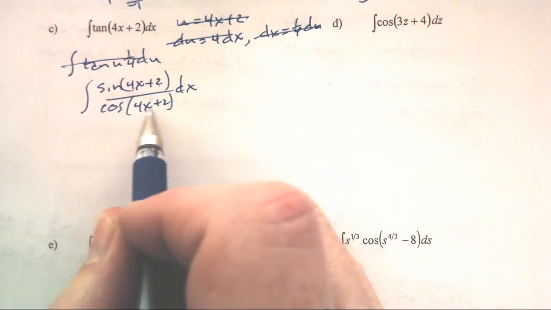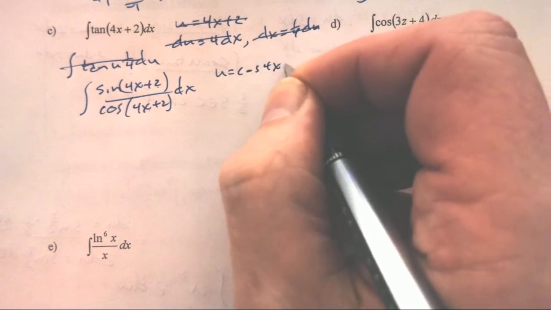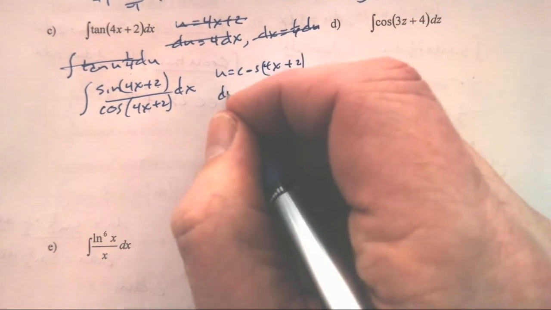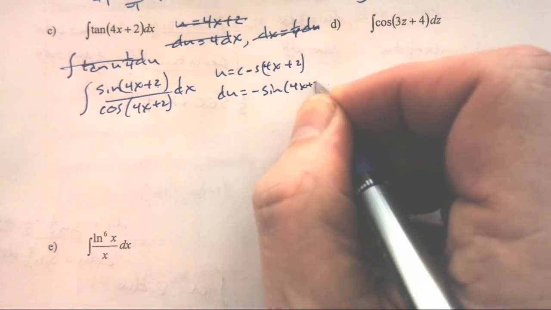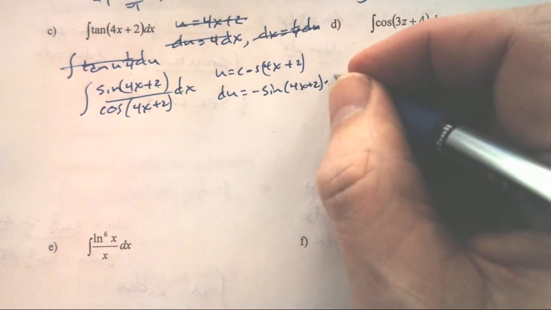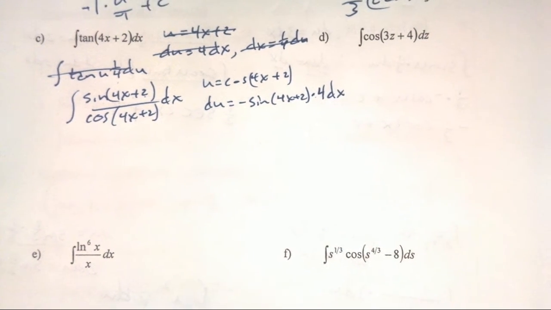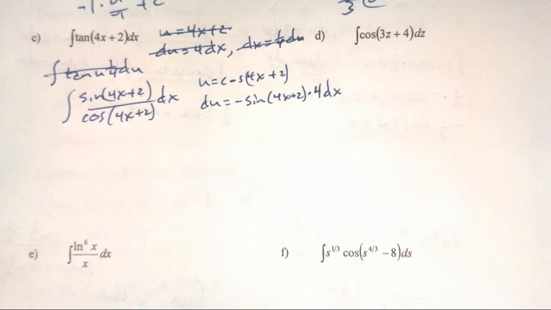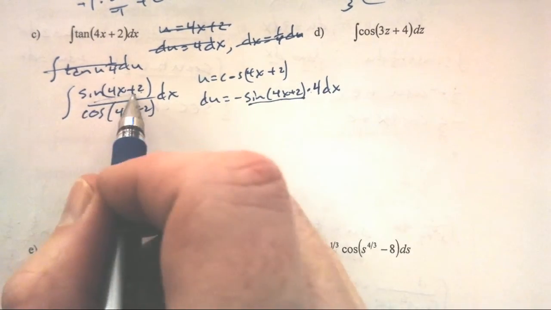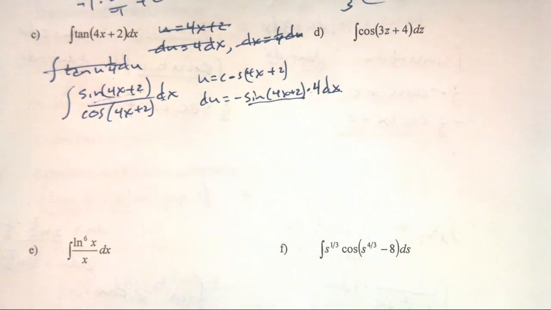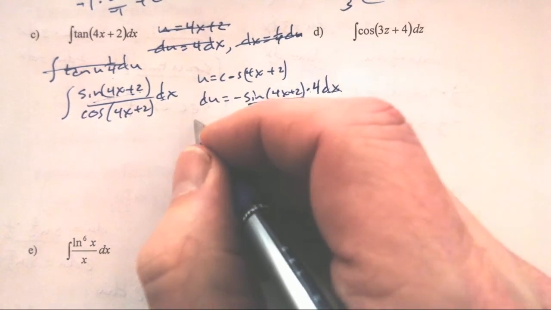If I choose u to be cosine of 4x plus 2, what's du? du is negative sine of 4x plus 2 times 4 dx. And I'm invading space on poor little problem D over there. Take a look at that. I love this. I love that dx not being in the denominator. I just don't care so much for the negative 4. So I'm going to rewrite this.